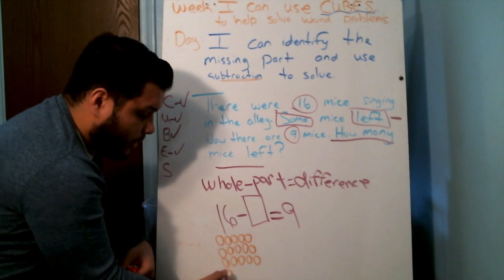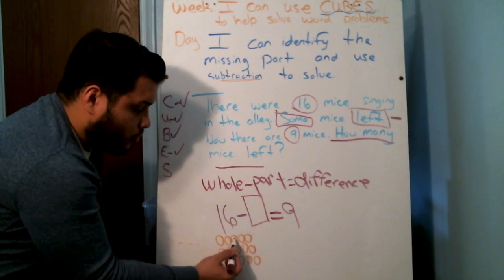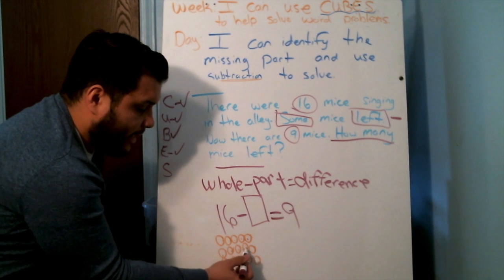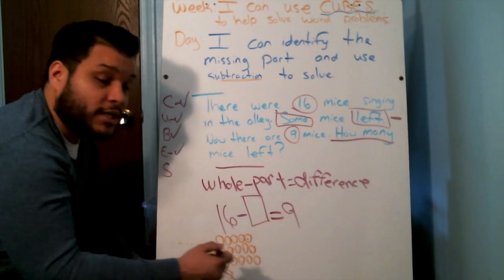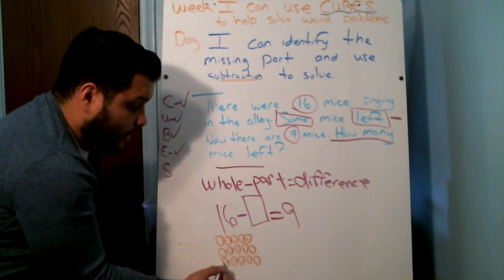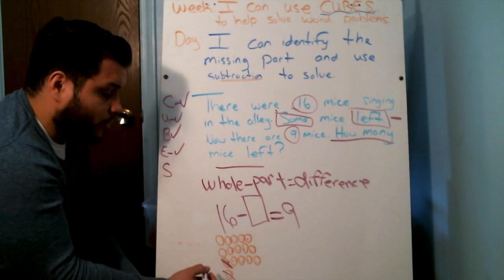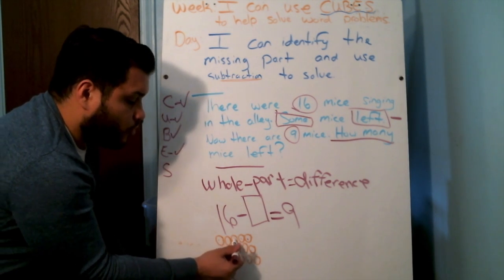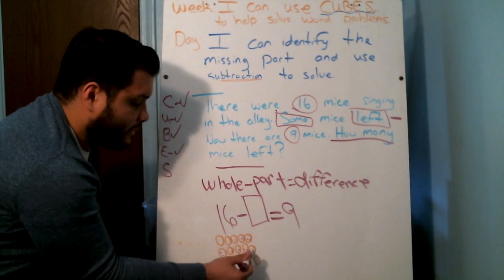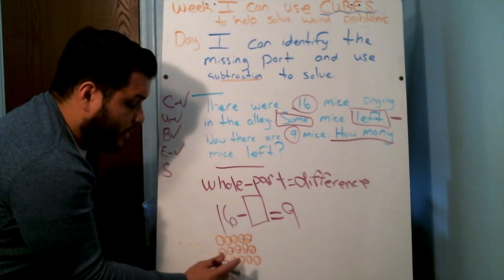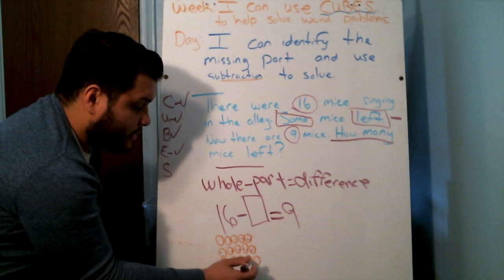So I'm going to cross one out. How many do I have left? 1, 2, 3, 4, 5, 6, 7, 8, 9, 10, 11, 12, 13, 14, 15. I know that's too many, so let me keep crossing out. I crossed the second one out. How many do I have? 1, 2, 3, 4, 5, 6, 7, 8, 9, 10, 11, 12, 13, 14, 15.